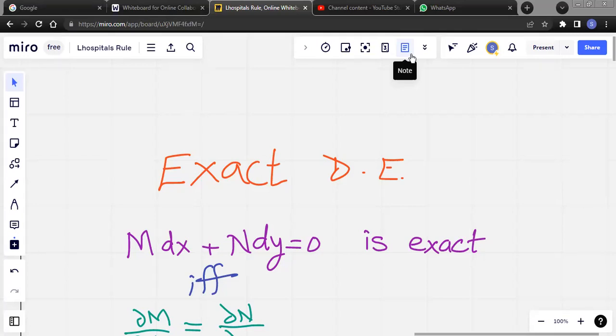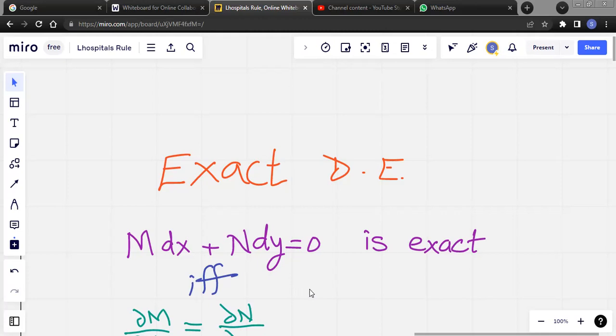Hello guys, now let us see how to solve exact differential equations. Basically, what is an exact differential equation? You rearrange the differential equation in the pattern M dx plus N dy equal to 0. If M is the partial derivative with respect to x of some function and at the same time N also happens to be the partial derivative with respect to y of the same function, then such an equation is called exact.